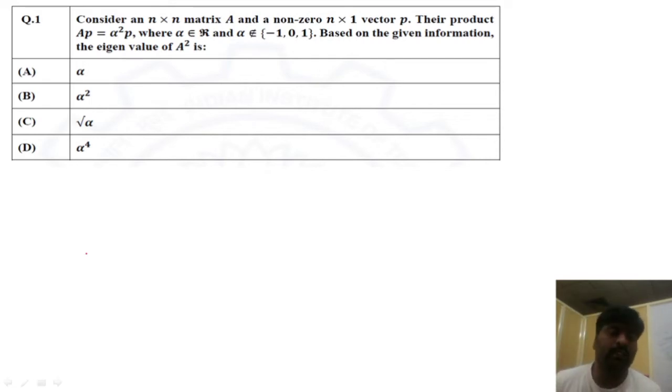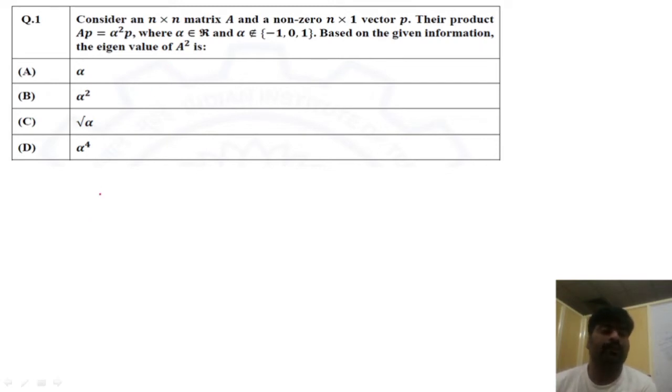Okay. So in that first question we have: consider an n by n matrix A and a non-zero n by 1 vector P. Their product AP equals alpha square P, where alpha is in R and alpha is not in {-1, 0, 1}. Based on the given information, the eigenvalue of A square is?